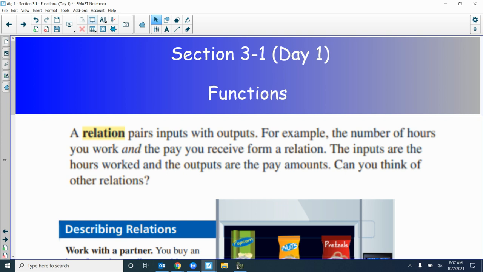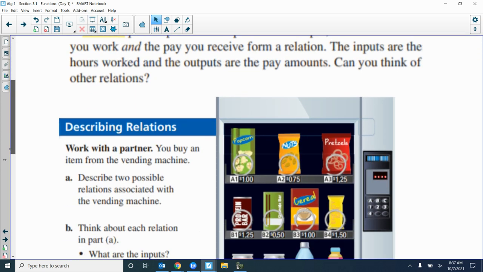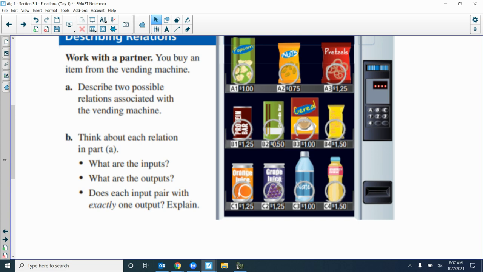We do a lot with math with equations. For example, the number of hours you work and the pay you receive form a relation. You work 5 hours, you might get paid $50. So hours is the input, the amount of money you get out is the output. Can you think of other relations? Take a second here, and just do this on your own. It says, when you buy an item from a vending machine, describe two possible relations identified with the vending machine. Think about each relation.